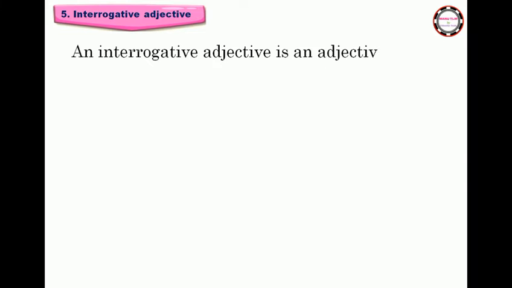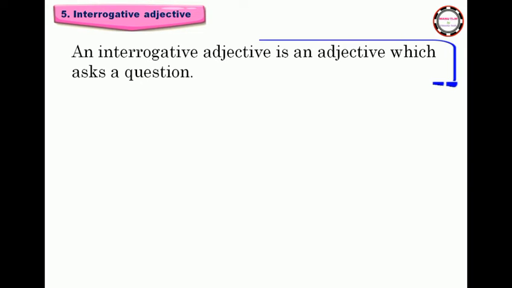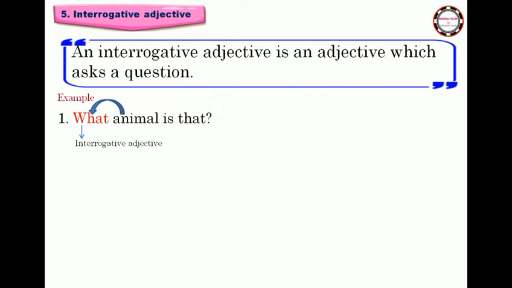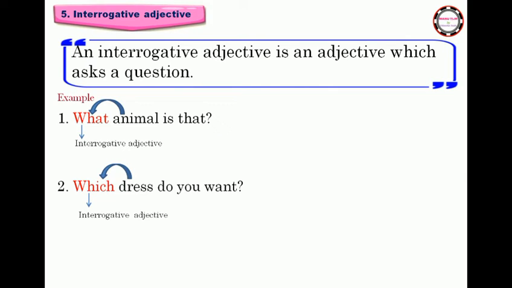Next, fifth one, interrogative adjective. An interrogative adjective is an adjective which asks a question. Observe examples carefully. What animal is that? Here, animal is a noun after the questioning word what. It is an interrogative adjective. Second example, which dress do you want? Here, dress is a noun after the questioning word which. It is an interrogative adjective.